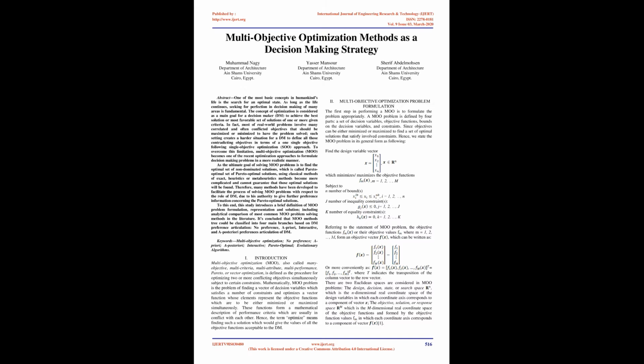Introduction. Multi-objective optimization, MO, also called many-objective, multi-criteria, multi-attribute, multi-performance, Pareto, or vector optimization, is defined as the procedure for optimizing two or more conflicting objectives simultaneously subject to certain constraints. Mathematically, an MO problem is the problem of finding a vector of decision variables which satisfies a number of constraints and optimizes a vector function whose elements represent the objective functions which are to be either minimized or maximized simultaneously.